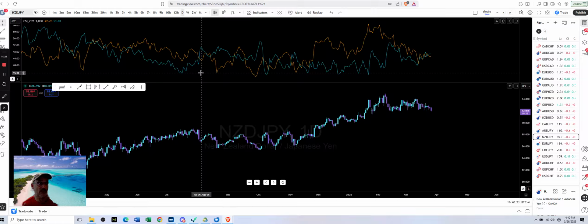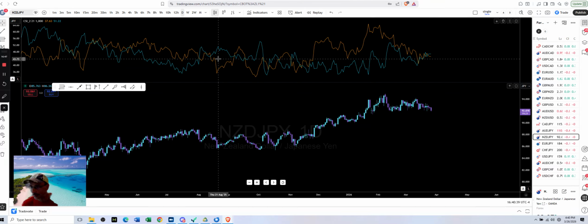So if anybody knows a copying service that can trade Match Trader and copy from a Match Trader account to another Match Trader account, please let me know. Put it in the description, but I have not been able to find one so far. So enough about that. I just did want to point that out.